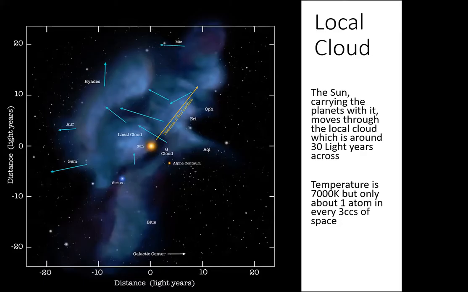And a lot of this local cloud is relatively hot at 7,000 degrees, but very, very thinly spaced. So 1 atom in every 3 cubic centimeters of space. That's not as dense as it is inside the solar system, but it's still more dense than the average across the galaxy, which is actually only 3 atoms for every cubic meter. So it's 1,000 times more dense than the typical interstellar material.